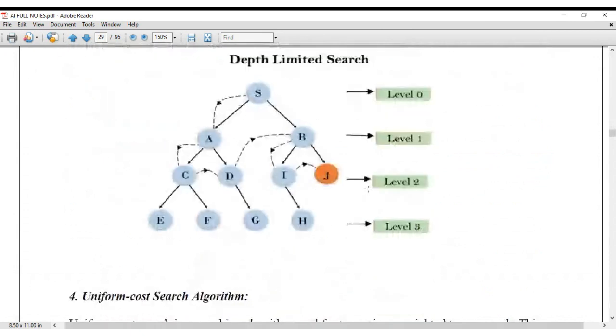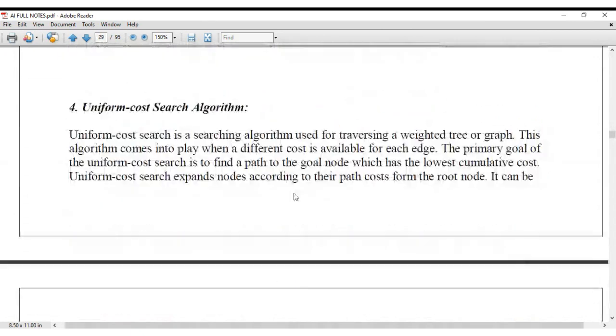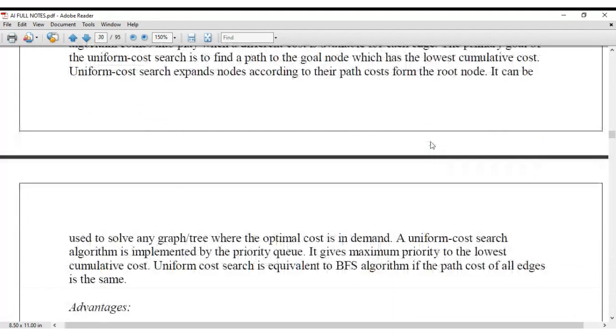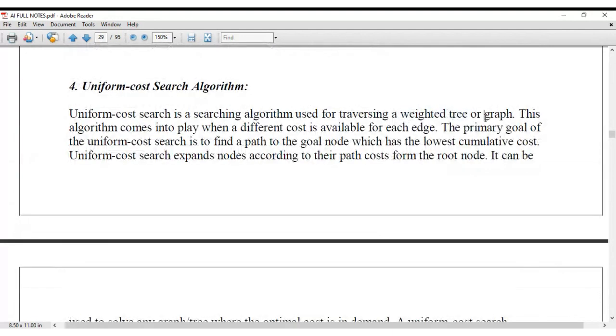Now uniform cost search. Uniform cost search is a searching algorithm used for traversing a weighted tree or a weighted graph. We are going to discuss what this means. This algorithm comes into play when a different cost is available for each edge. The primary goal of the uniform cost search is to find a path to the goal node which has the lowest cumulative cost. Uniform cost search expands nodes according to their path cost from the root node.